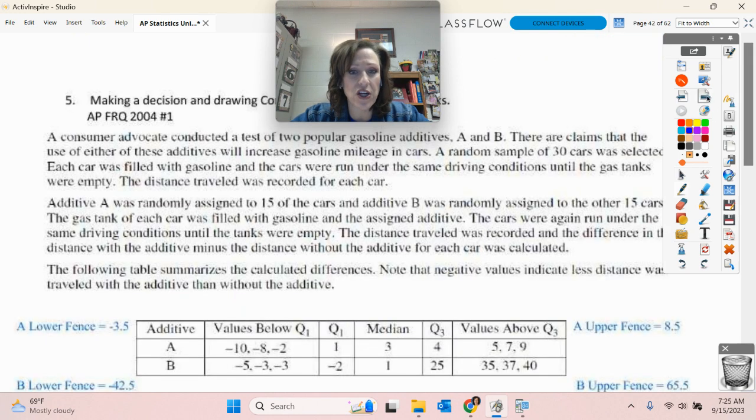And here is a free response question, which I'm going to end up going over separately so that we can look at the actual grading guidelines on it. Okay, so hopefully that helped you.